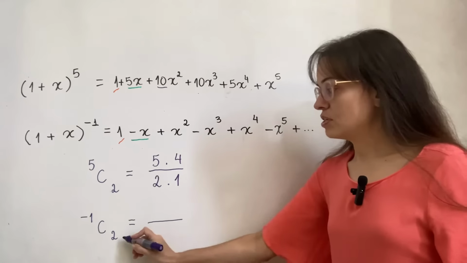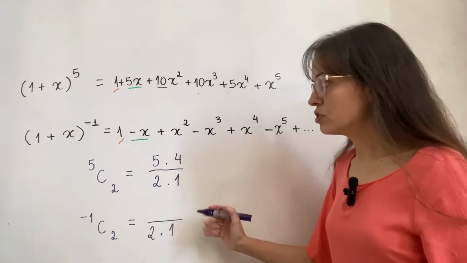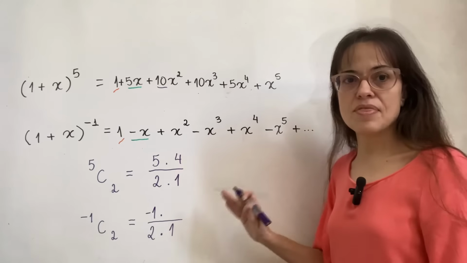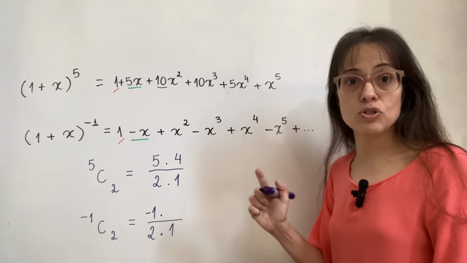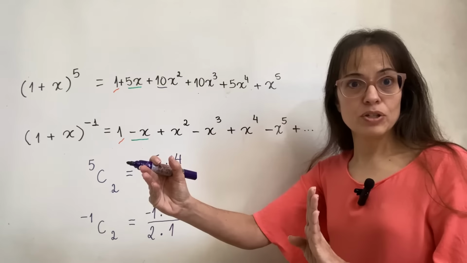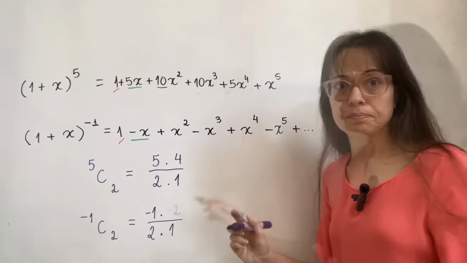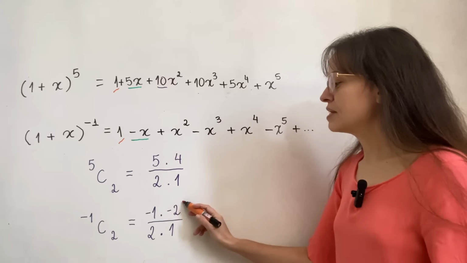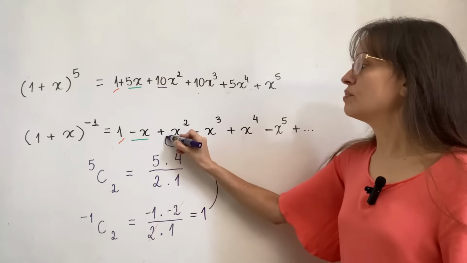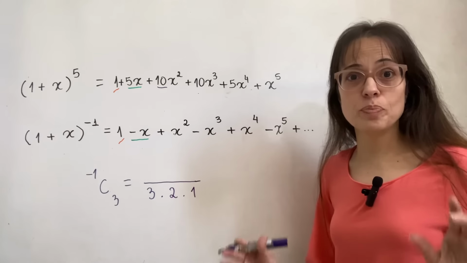But this works. There's a 2, so it's a 2 factorial in the denominator. In the numerator, we want to start from the -1, which was the exponent of the binomial. And then after that, we only want one more factor because we want to have 2 factors. And this next factor should be, well, -2, because we are starting at -1 and going 1 to the left each time. So there you go, minus with minus is plus, 2 cancels with 2. This is just 1, which is the coefficient that we are seeing here in the x squared. And this is super weird, but it does work.